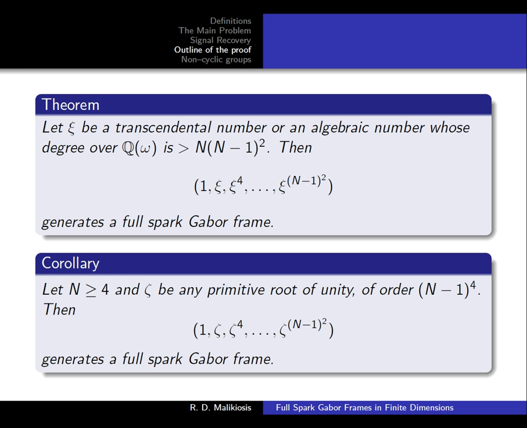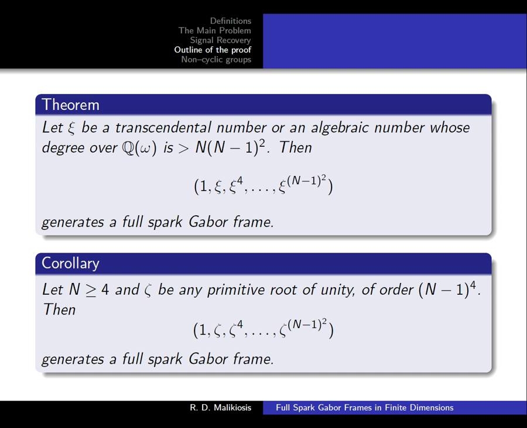You can take zeta to be, for example, a primitive root of unity of order n minus 1 to the fourth. This thing here generates a full spark Gabor frame. So we also have an explicit construction of such Gabor frames. And what I'll talk about in the last few slides is the non-cyclic case.